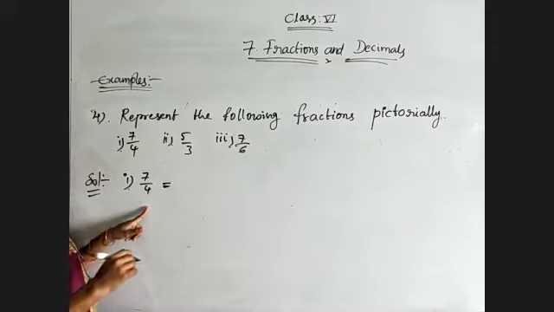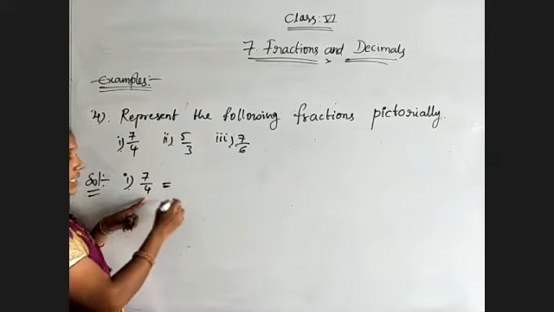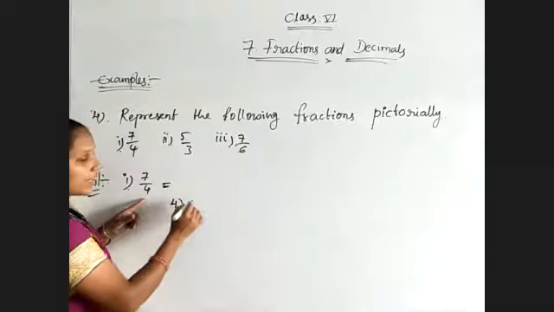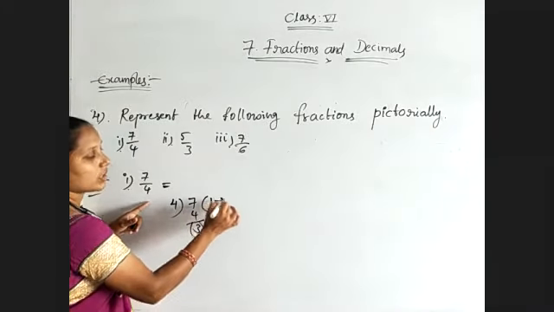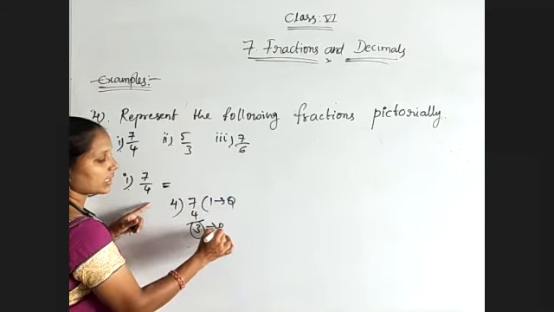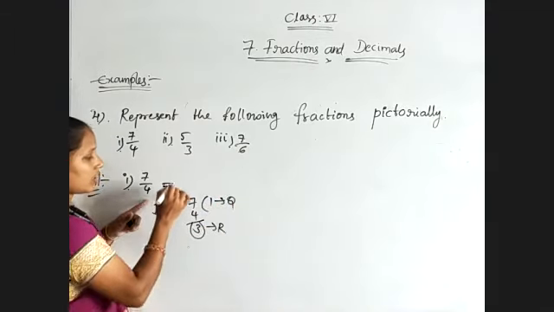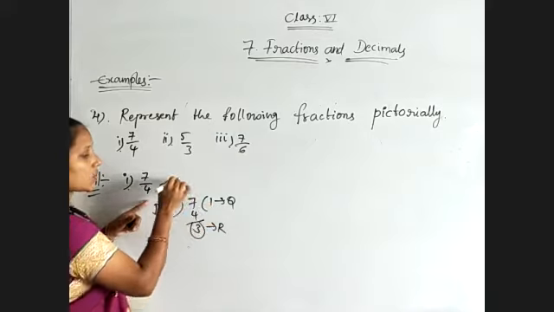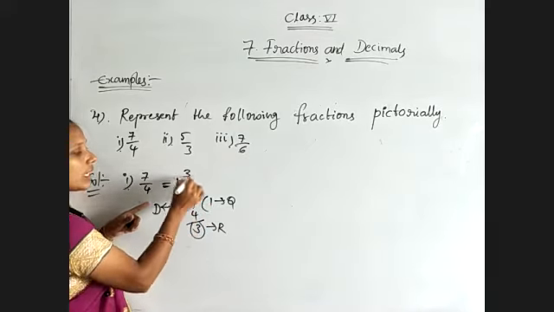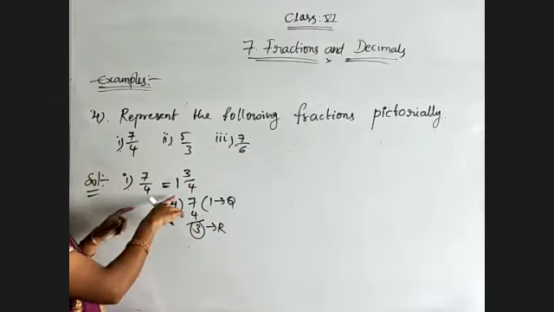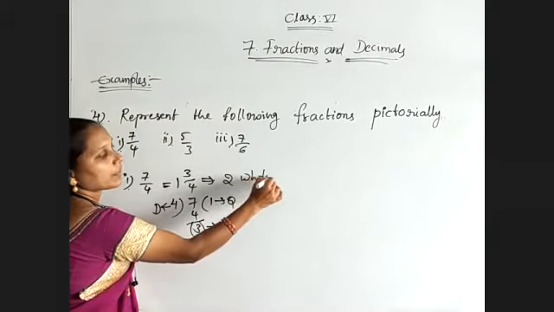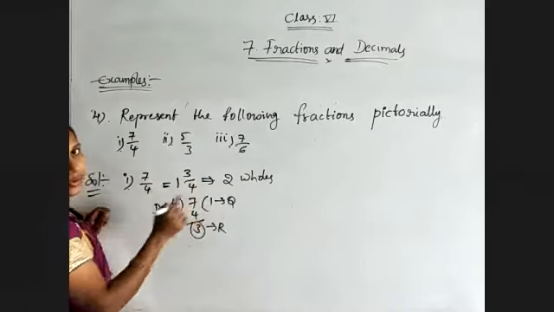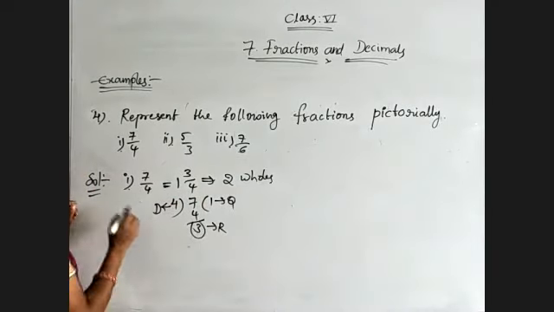Convert into mixed fraction. So, how to convert this? Yesterday I explained for you. Divide. 4 ones are 4. 3 is left. Quotient, remainder, and divisor. So, we get quotient is 1, remainder is 3, divisor is 4. Means to represent this, we need 2 wholes because it is lying between 1 and 2. So, how to represent this? Just observe.